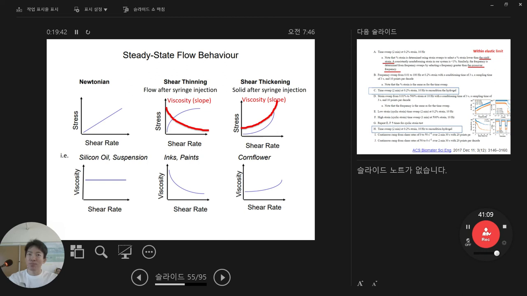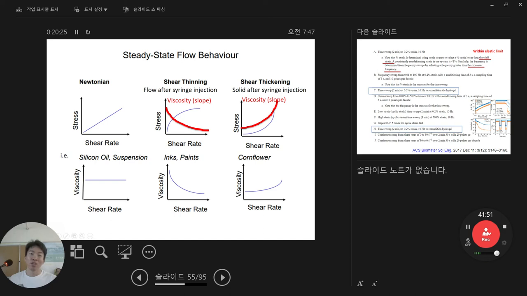But when you have shear thickening, the drawback is that there are many chances to stop the hydrogel during the injection, because with more shear rate, it becomes more viscous, so it stops in the needle. This is a drawback. What's the drawback of shear thinning? They flow very well and protect the stem cells during the injection, but right after the injection, they can flow to the other side. So this is one of the drawbacks of shear thinning.